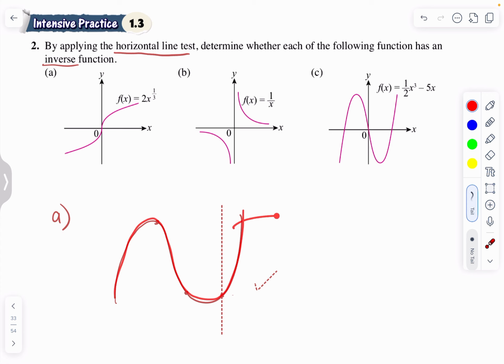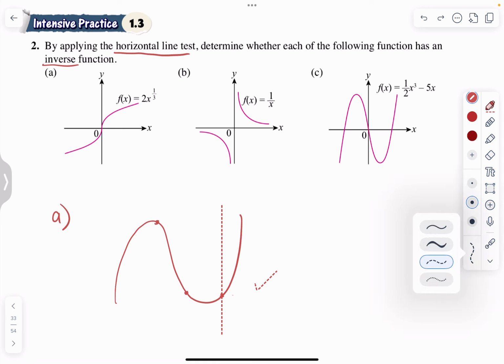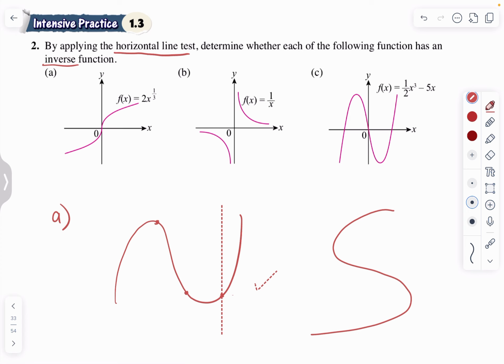the inverse of this function will be the graph flipped in the y equals x line. So when the graph flips or the graph turns here, this is our inverse function. So if this is f(x), this will be f inverse (x). The graph will rotate 90 degrees.